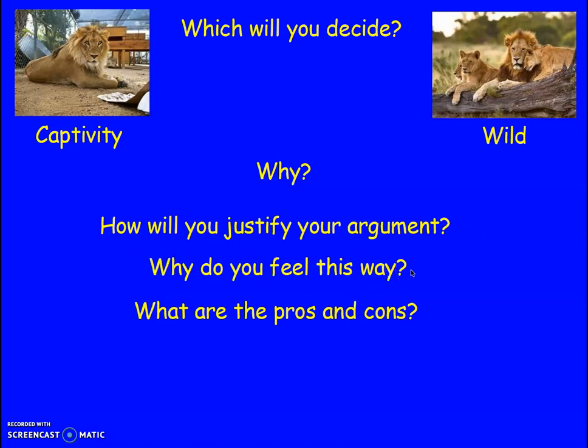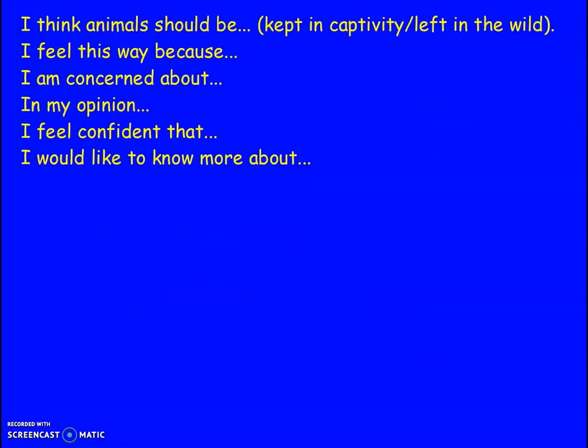Think back on all the lessons that we've already done. What has made you come to that decision? And what are the pros and cons? What are the positives and negatives of what you have decided to do your campaign about? Here are some sentence starters to help you. So you could pause the video now, have a look at the sentence starters, and then start having a think about what you're going to write about today.